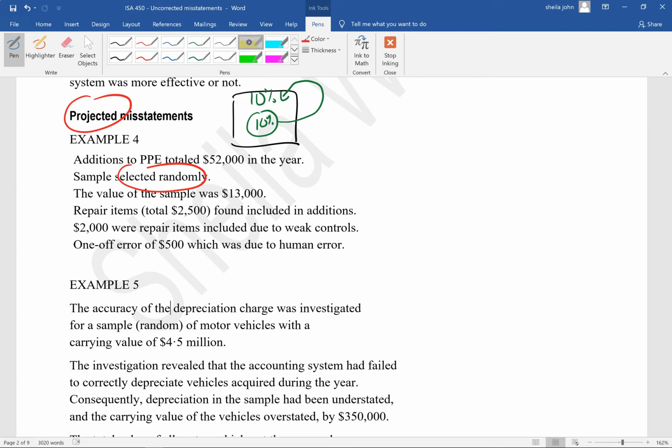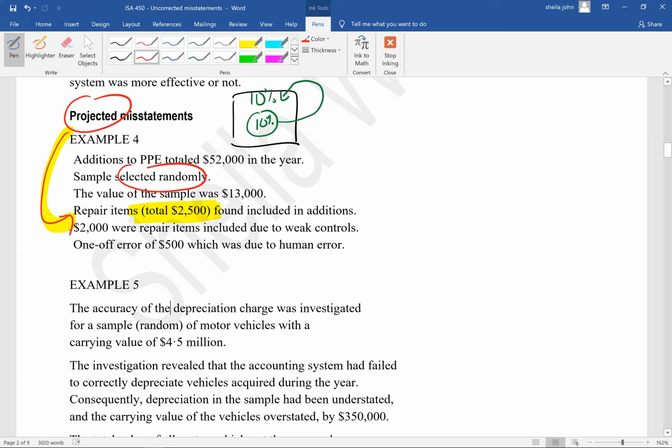Now, let's have a look at the breakdown of this 2,500. They found that 2,000 were repair items included due to weak internal controls, and 500 was a one-off error which was due to human error. When you're dealing with projected misstatements, you can only project things that would be repetitive, not one-off items.